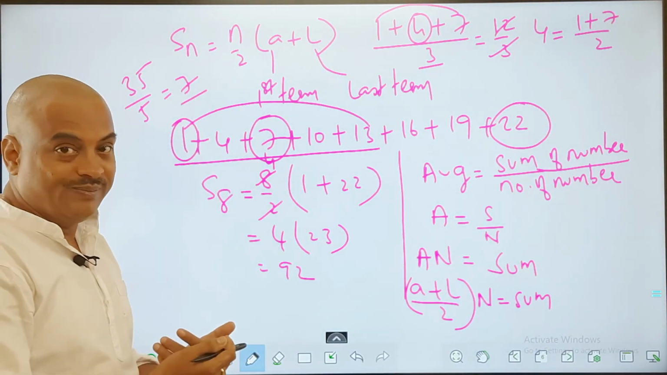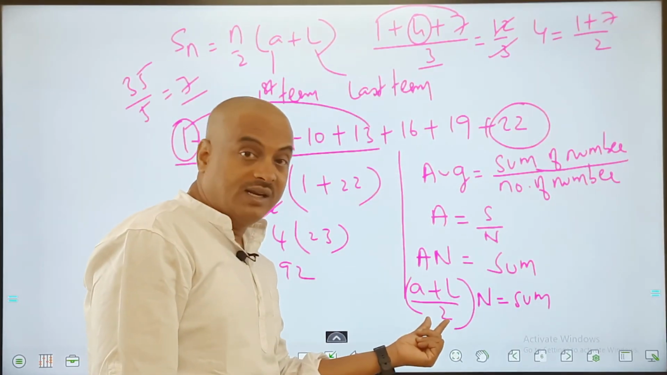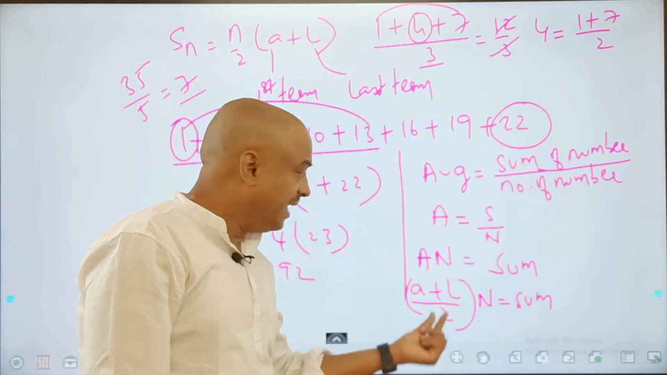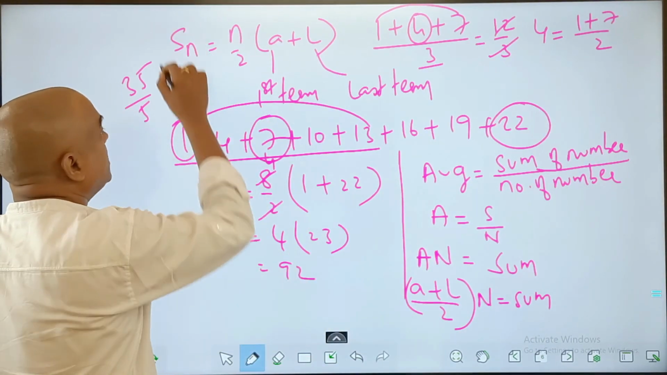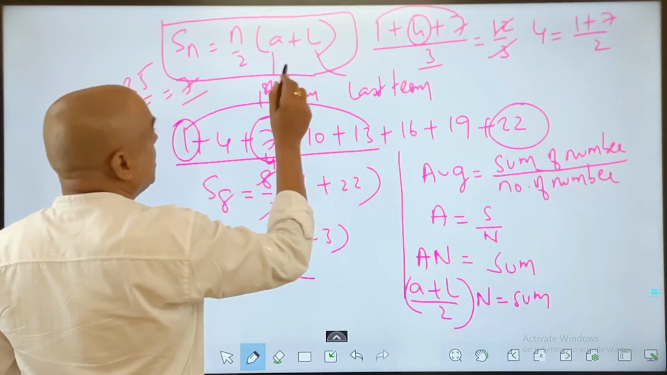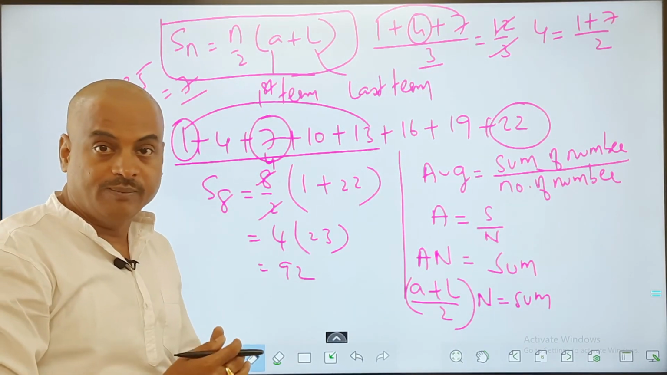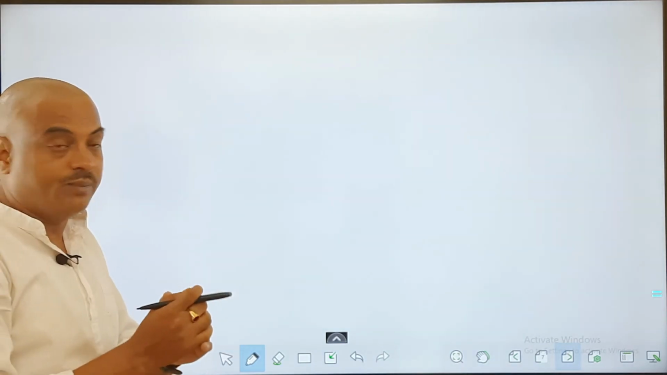So that's a method. What I did here, in place of average, I put a general statement: first term plus last term by 2 into n is the sum. And the same thing we can see as a formula. So this is (first term plus last term) by 2 into n is the formula. Okay. So next, my friends, in arithmetic, let me finish with arithmetic today.